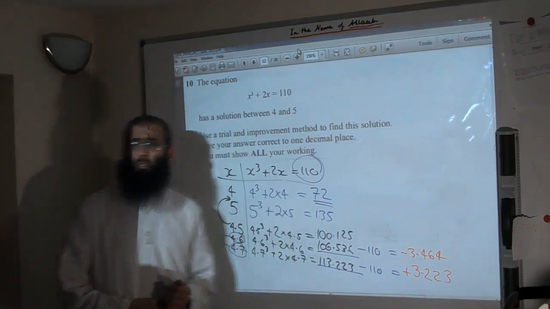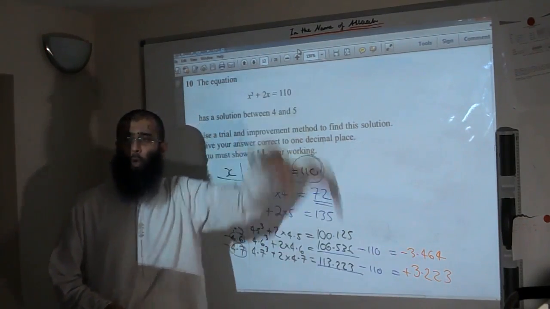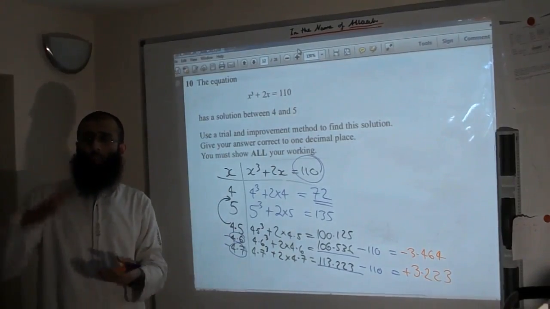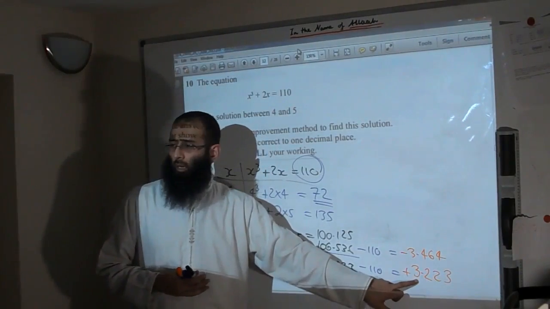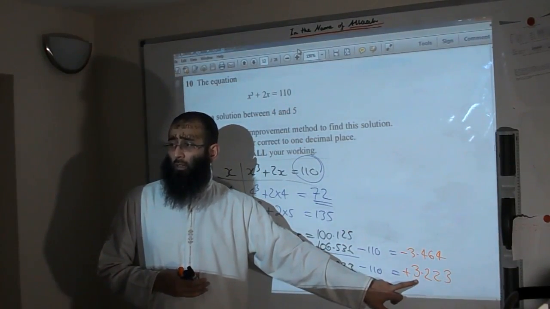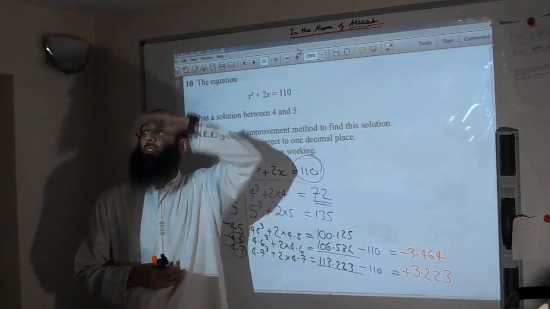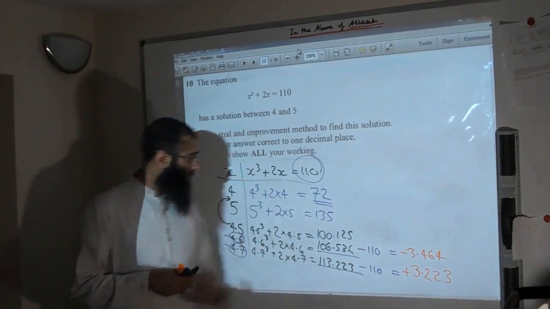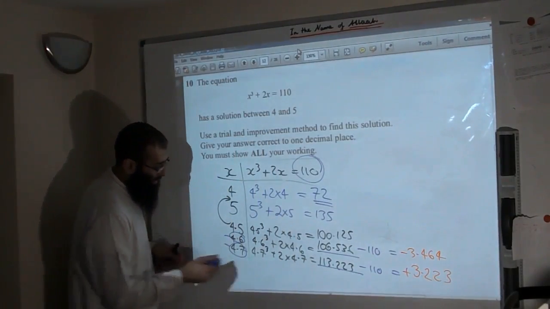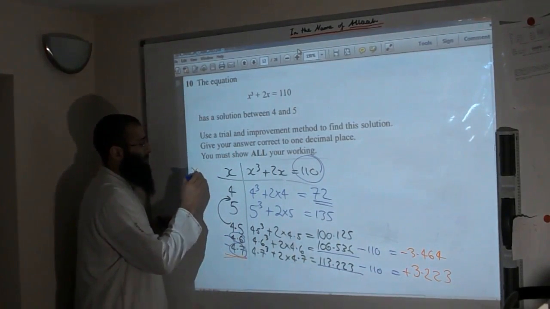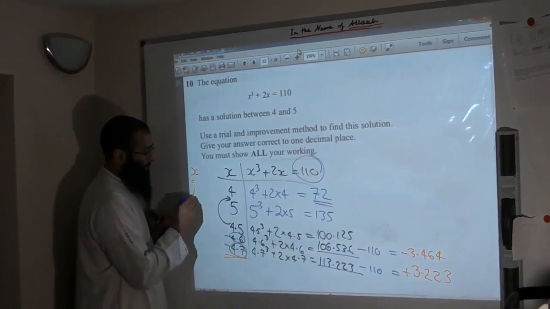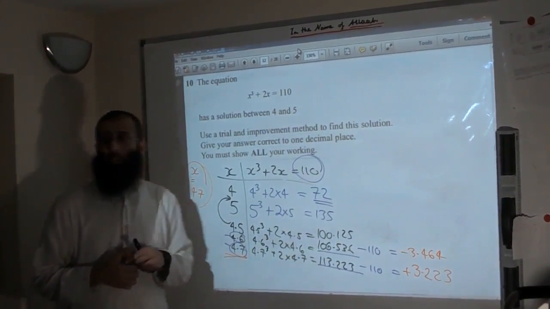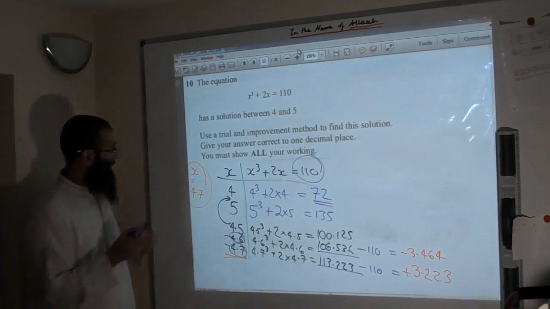So which one of these is closest? This one is 3.4 below the number, and that one's 3.2 above the number. Which one's the closest distance? 3.2 is the closest, isn't it? It's above it, but 3.2 above the number is closer than being 3.4 below the number. So this is the closest one. So that indicates that x is equal to 4.7 to one decimal place.